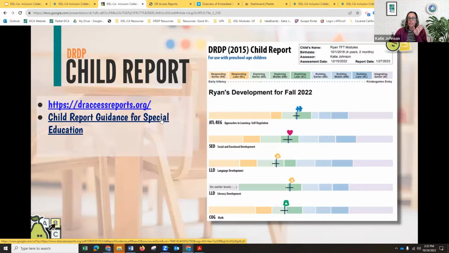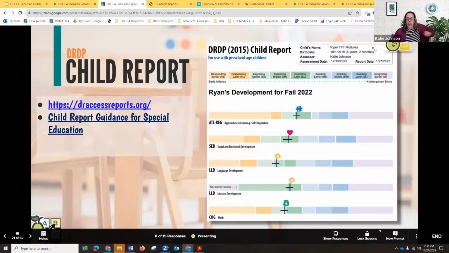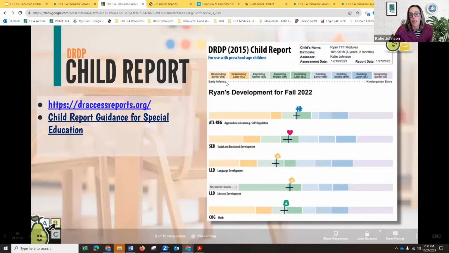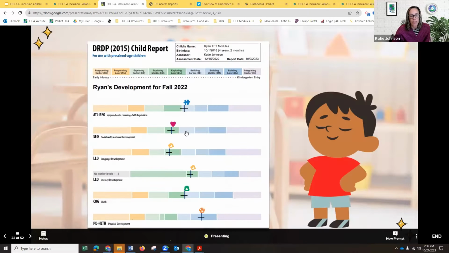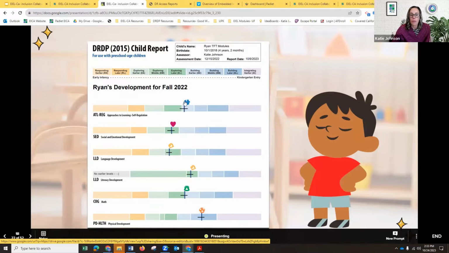Okay, and I'm giving you just the basic tiny top of this. But what you can see, for those of you who aren't as familiar with the DRDP, is here it goes from responding earlier, which are measures where the student is responding sort of more at early infancy, all the way till kindergarten entry. So this is a continuum of skills that get us up to when they're ready to go to kindergarten. I'm going to go to the next one because we want to look at Ryan and see where Ryan is at, so we can see where he's at in his developmental progress.